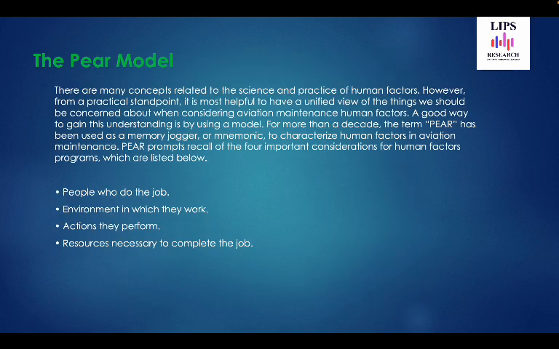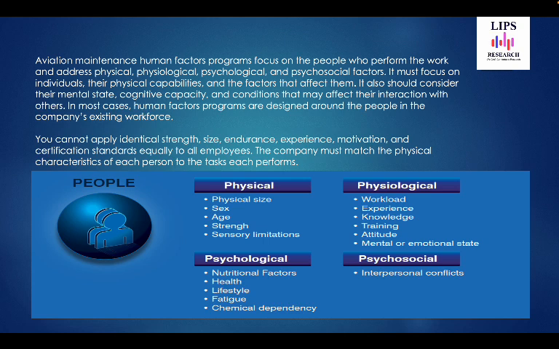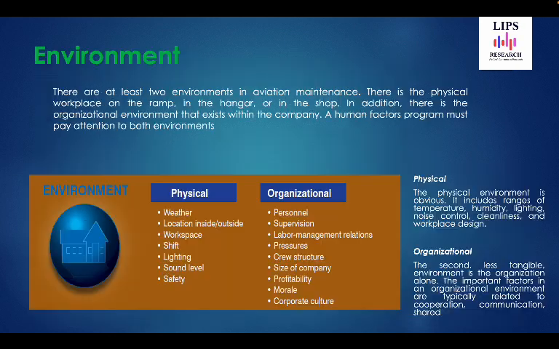There is the PEAR model to properly understand human nature and behavior, and how people actually do the job, the environment they work in, the actions they perform, and the resources necessary to complete the job. In regard to the people, there are many things to be taken care of, such as their physiological needs. You cannot apply identical strength, size, experience, motivation, and certification standards equally to all employees. Every company has different requirements, and every job requires a different kind of performance, which must be taken care of by the company before assigning any particular work to any particular worker.